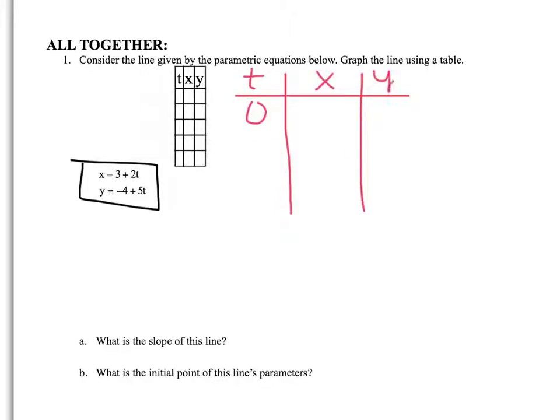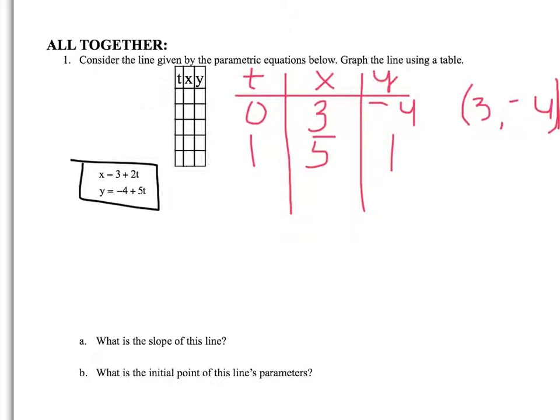Well, when we do that, we're going to have 3 plus 2 times 0, so just 3. And then for the y, we're going to have negative 4 plus 5 times 0, so just negative 4. What that has generated for us is at time 0, we have the coordinate point 3, negative 4. All right, let's try putting in a t equals 1. And we've generated the point 5, 1.